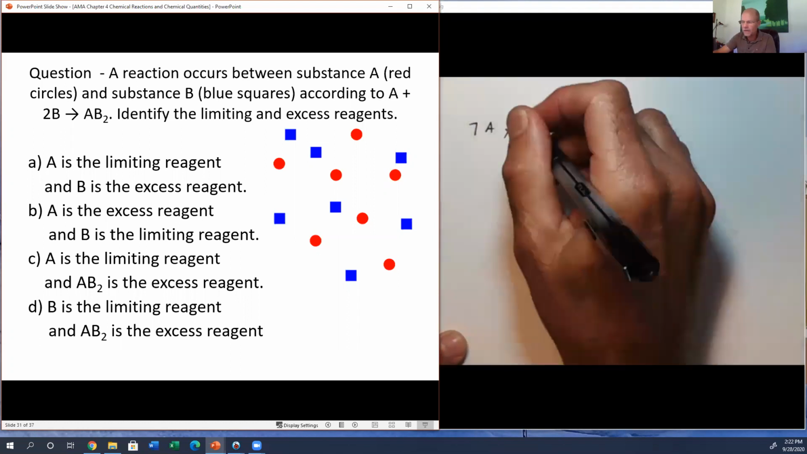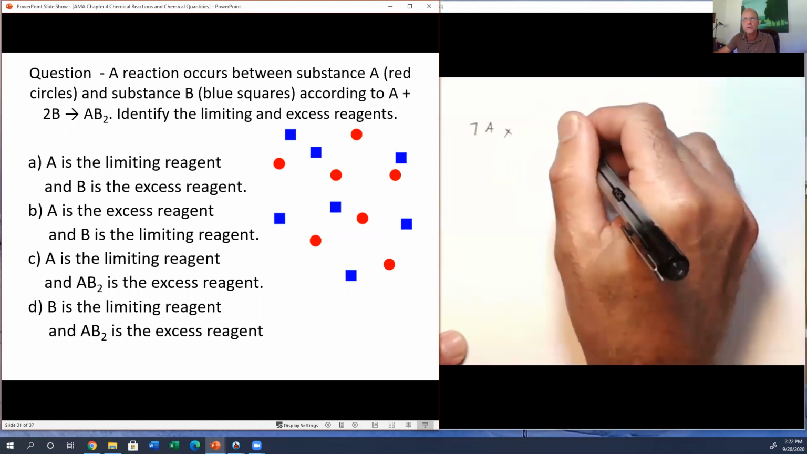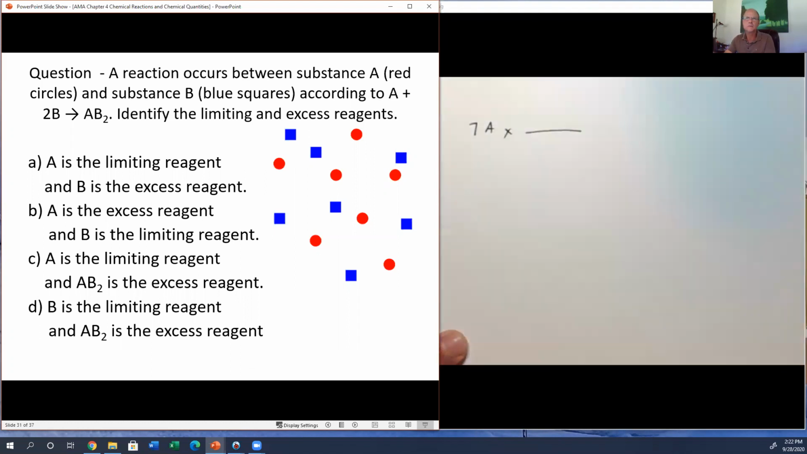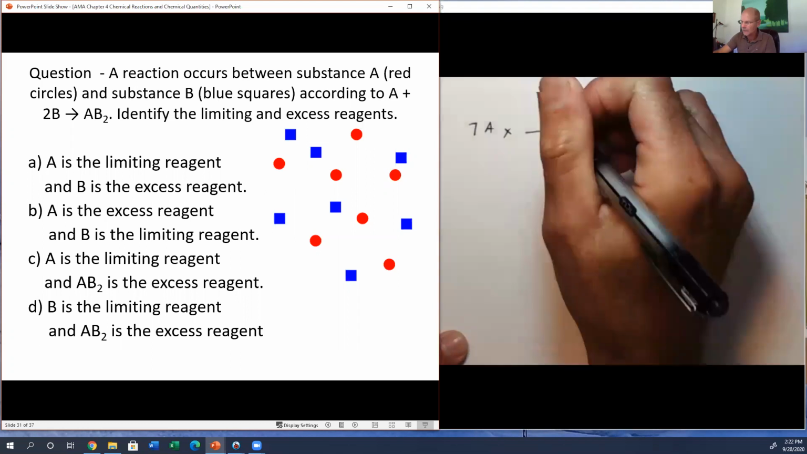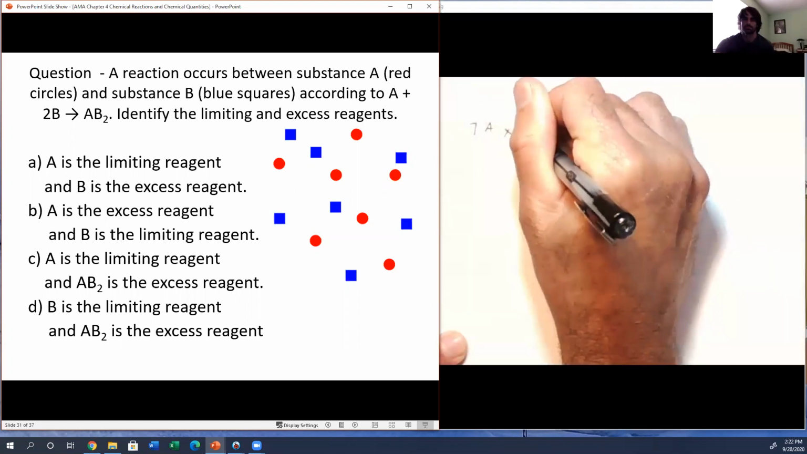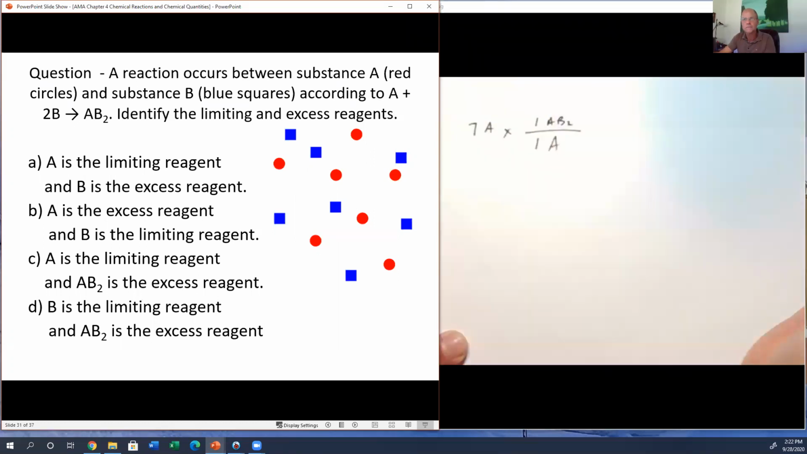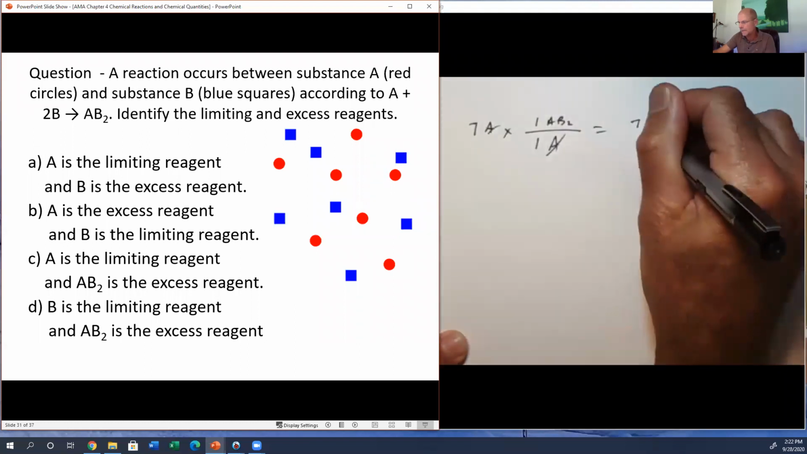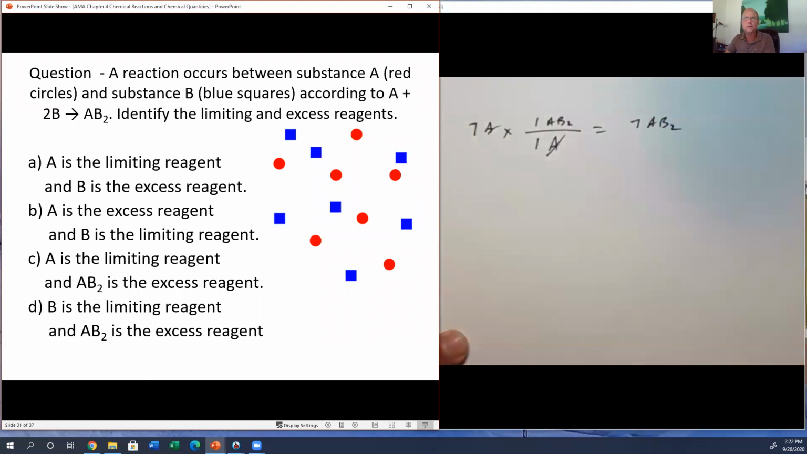In other words, if I want to convert this to moles of product, what should be my ratio here? It's 1 to 1, exactly right. 1 AB2 divided by 1 A. So then this cancels, and how many AB2s do I get? I get 7 AB2, 7 particles of product.